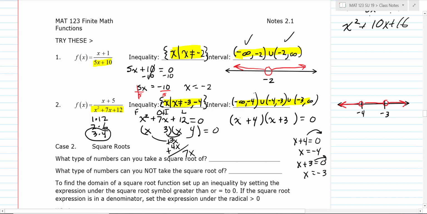The interval goes like this. You've got to have 3 intervals because there are 2 places where you're undefined. So you say left of -4, between -4 and -3, and to the right of -3. So that's how that goes.